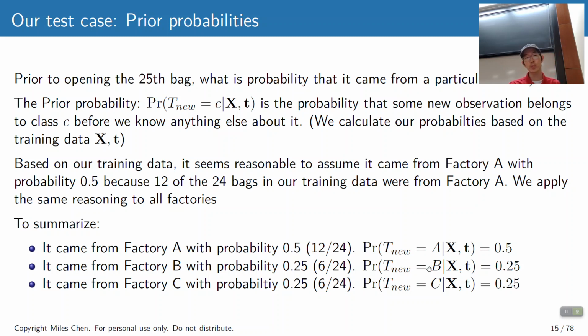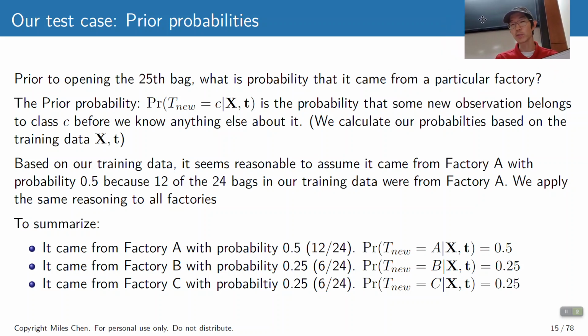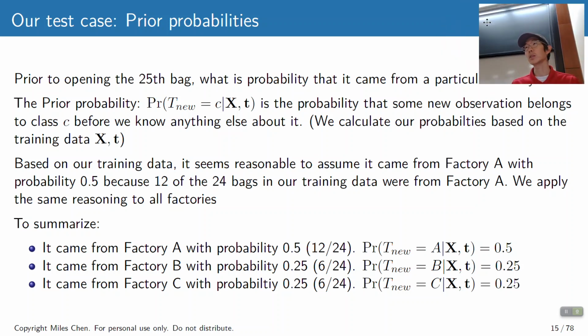Okay, so before we even looked at the data inside, if I said, what is the probability that it came from one of these particular factories, we would just say, okay, in our training data, half the bags came from factory A, therefore, I think this bag is 50% probability A. In our training data, a quarter of our bags came from factory B. So prior to looking at the data, I'm going to assume it's 0.25.